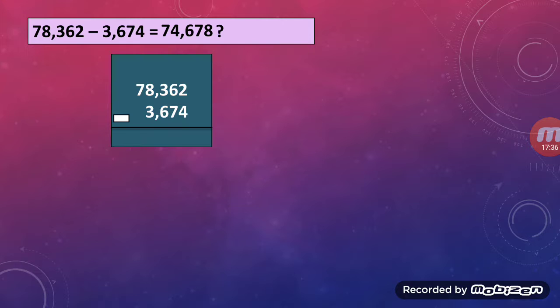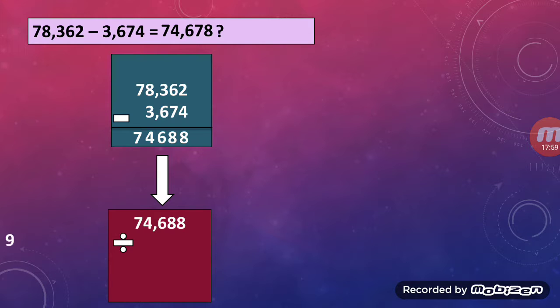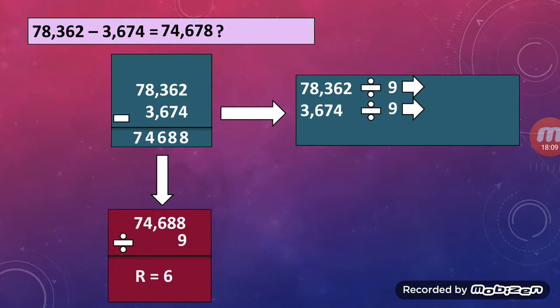So moving forward, we're going to subtract these two numbers instead of adding them because we're subtracting, which will give us the answer 74,688, not 78. So again, close, but no cigar. And once again, we're going to bring down 74,688. We're going to divide the number by 9, which yields whatever number answer it may be, with the remainder of 6.